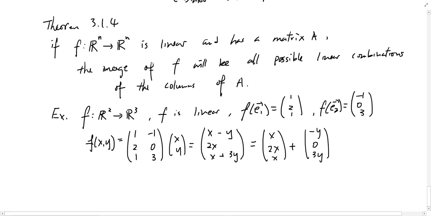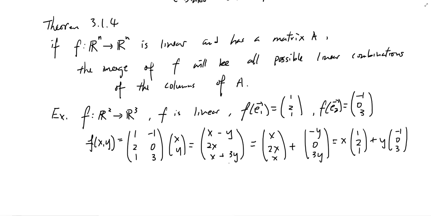Now notice the first vector, all of the entries have an x in them, so I'm going to pull out the x. And for the second one, I'm going to pull out the y. If you're looking at this and thinking, wait a minute, aren't these two vectors basically the two columns? Yes, that's the point of 3.1.4. 3.1.4 tells you that the outputs of the function are just linear combinations of the columns of the matrix, and that's what we have right here.